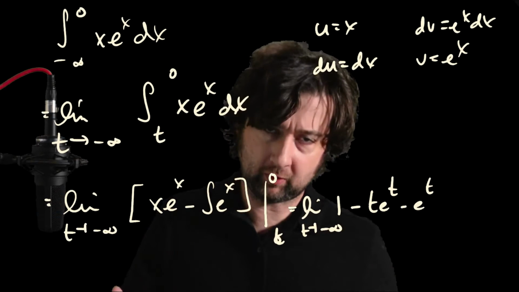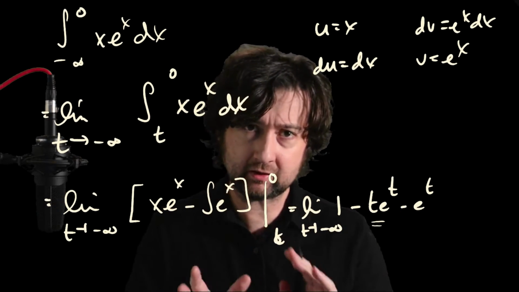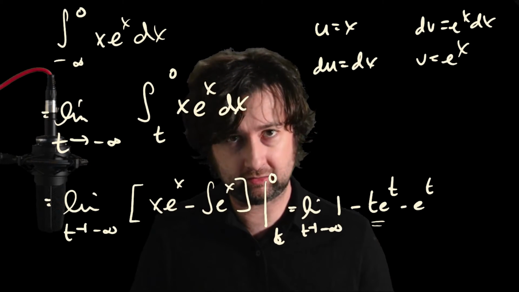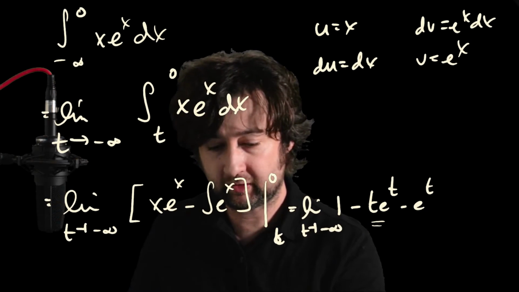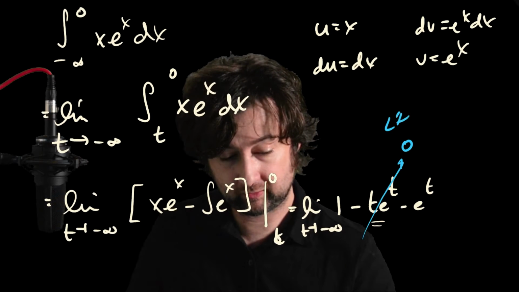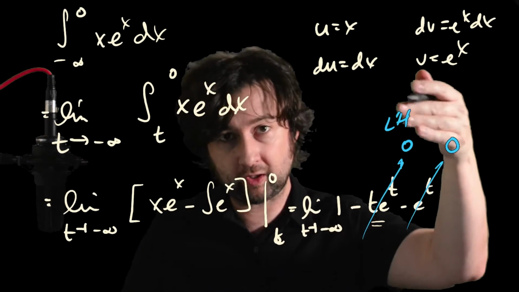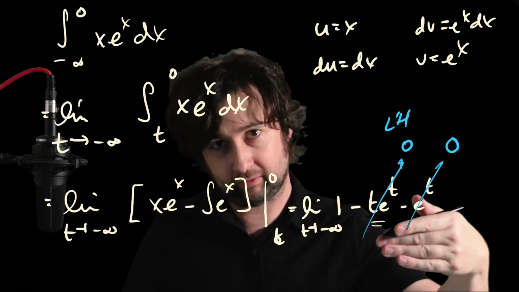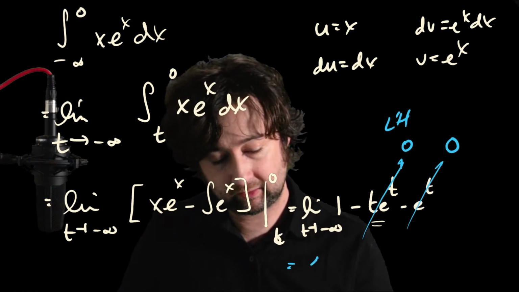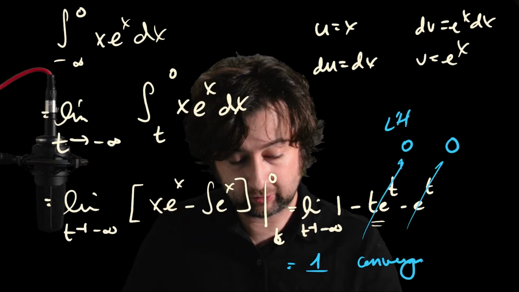Now the limit of 1 is 1. The limit of this part, I have a piece that's going to infinity and a piece that's going to 0. A quick application of L'Hopital's rule will show you that this tends to 0. This is by L'Hopital. And this tends to 0 because e to the negative huge is 1 over e to the huge, which is 0. So this entire limit turns into 1. And that means that this integral is convergent.